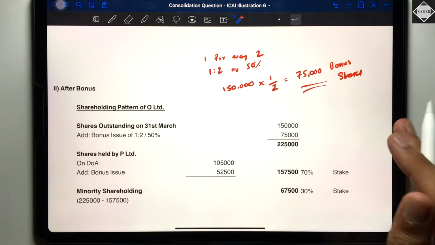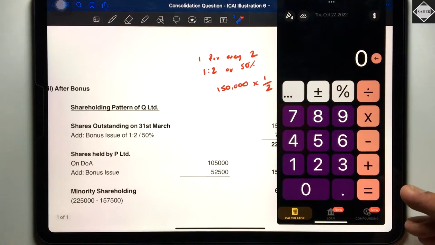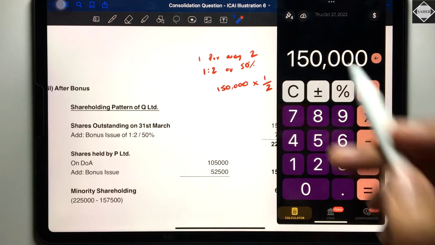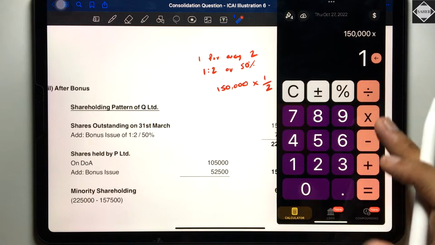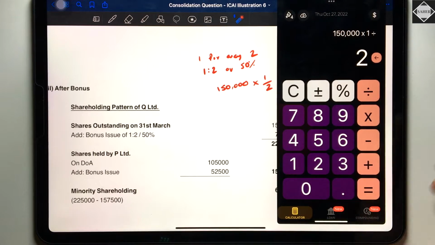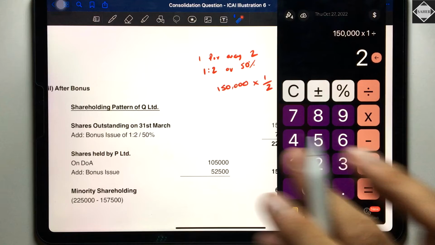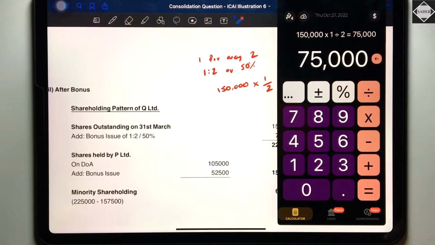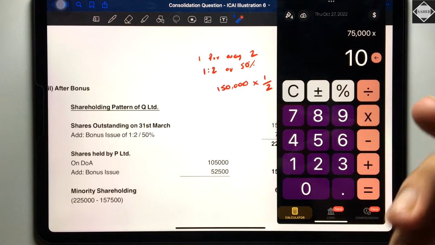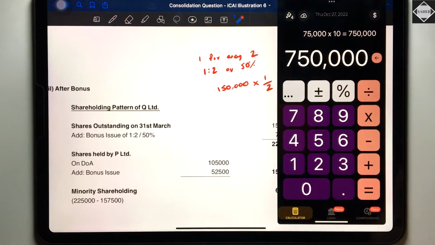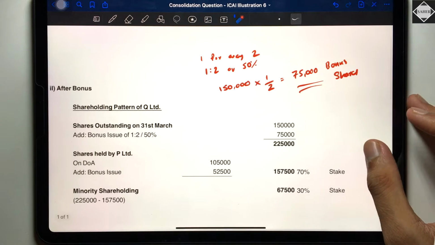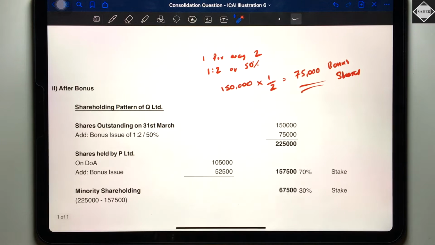Now, how will we calculate this? It's really simple. First, you have to take the total shares of subsidiary, that is 1,50,000 on the date of bonus, into 1/2. You have to take the ratio of bonus, 1/2 or 50%, also you can take 0.5. That's equal to 75,000 bonus shares. If you multiply with the face value, we'll get the value of bonus, that is 7,50,000. Yeah, bonus capital. Is it clear? Simple. And the first thing is we do shareholding pattern of subsidiary company. So it's really simple. First, what do we need?